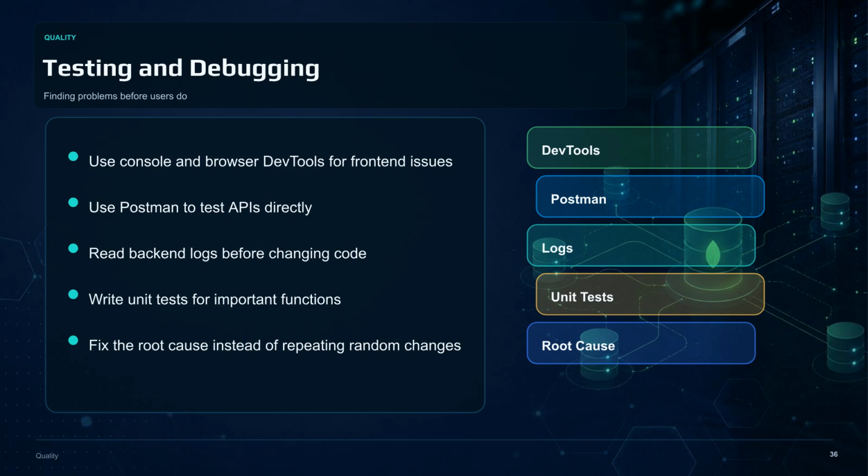Quality assurance is vital. Use browser dev tools for front-end debugging and Postman for API testing. Always read back-end logs to identify root causes and write unit tests for critical functions to ensure stability before release.